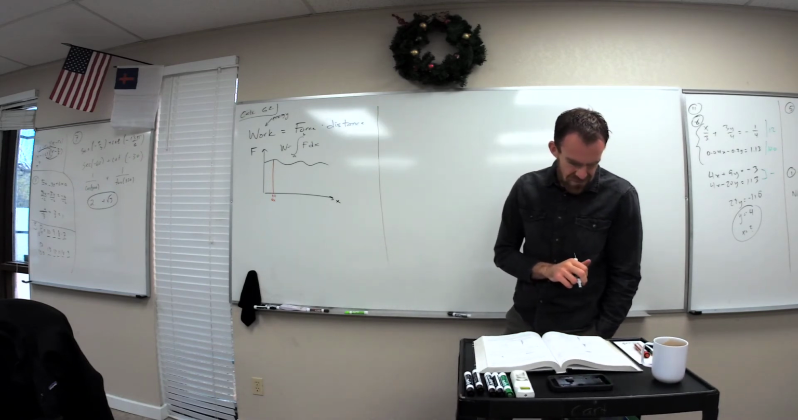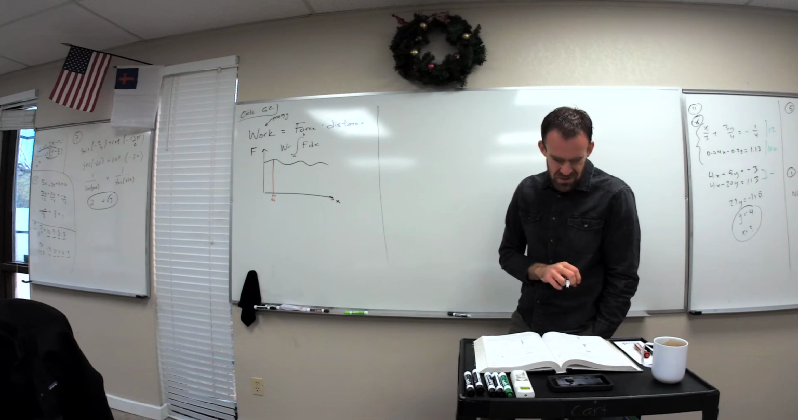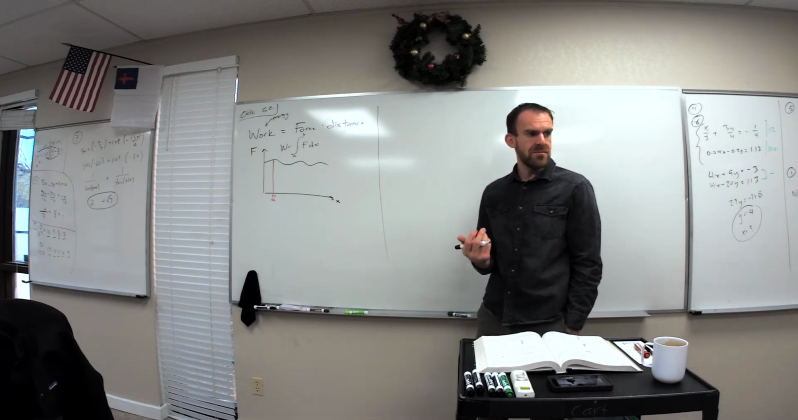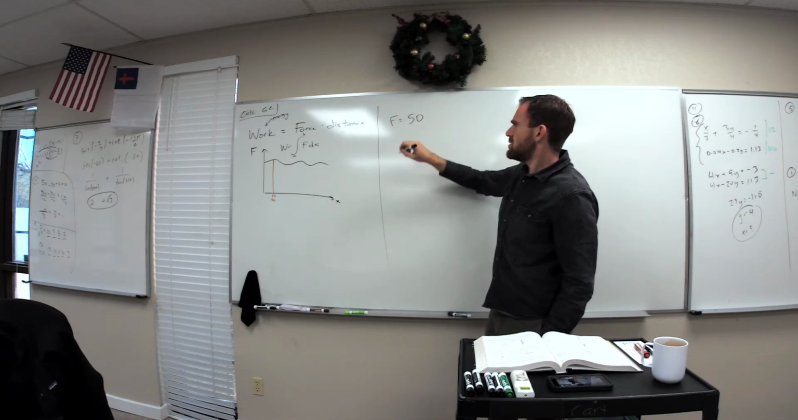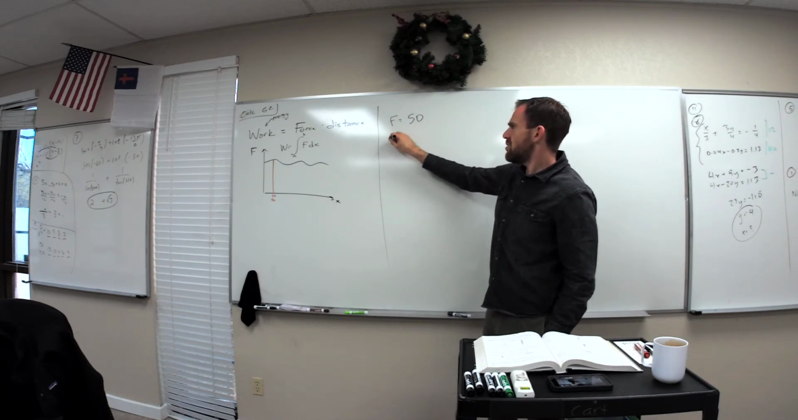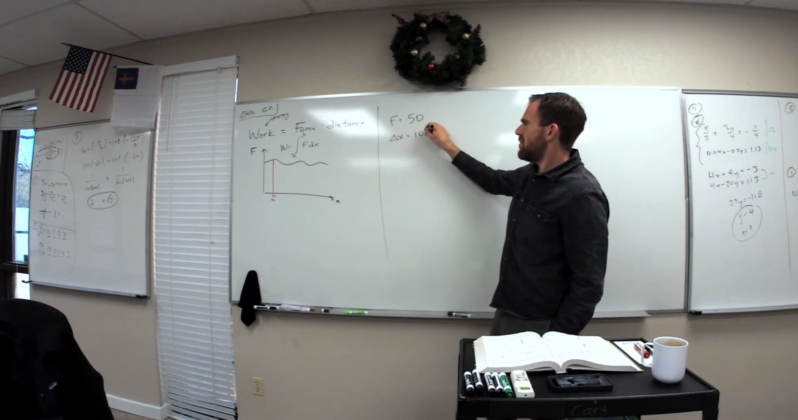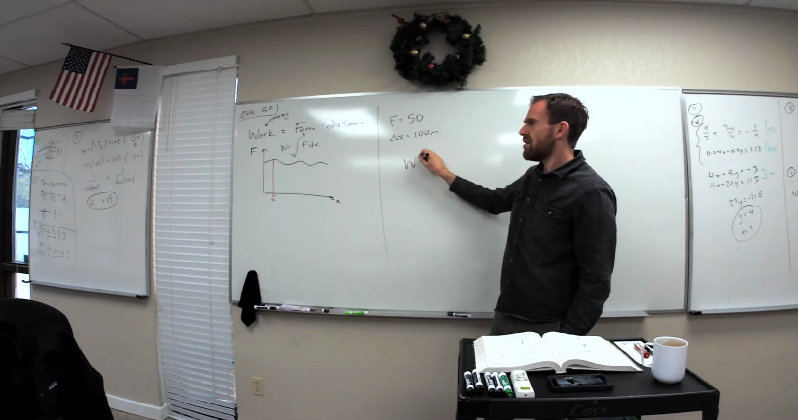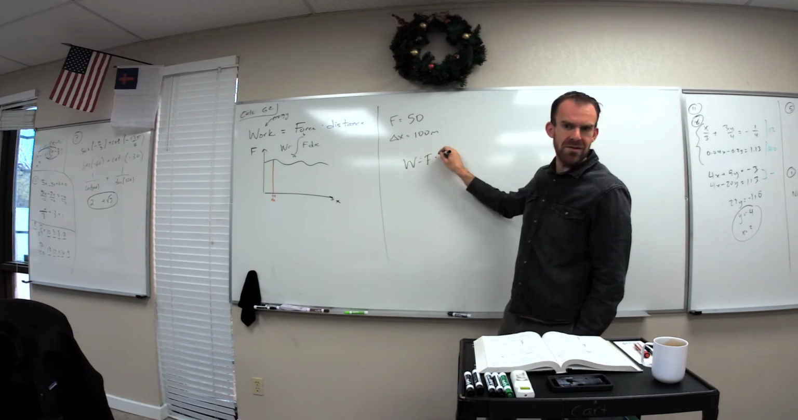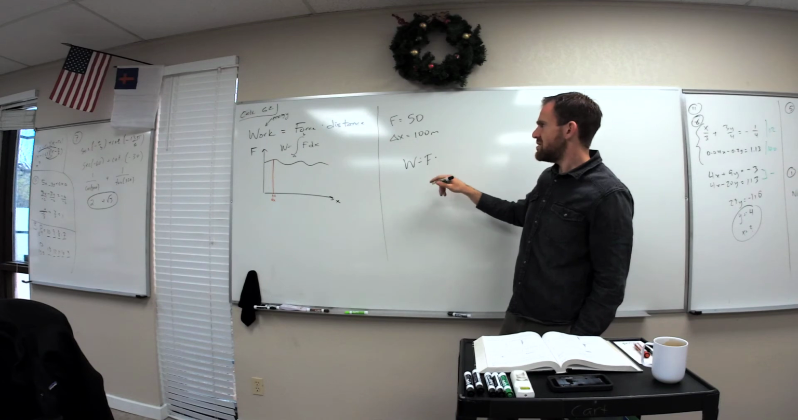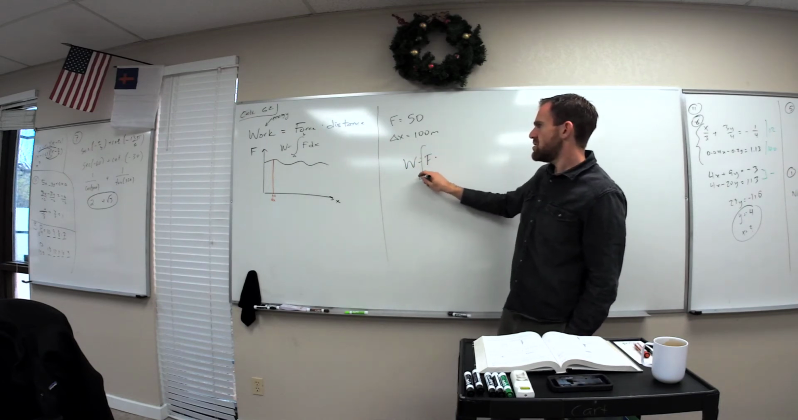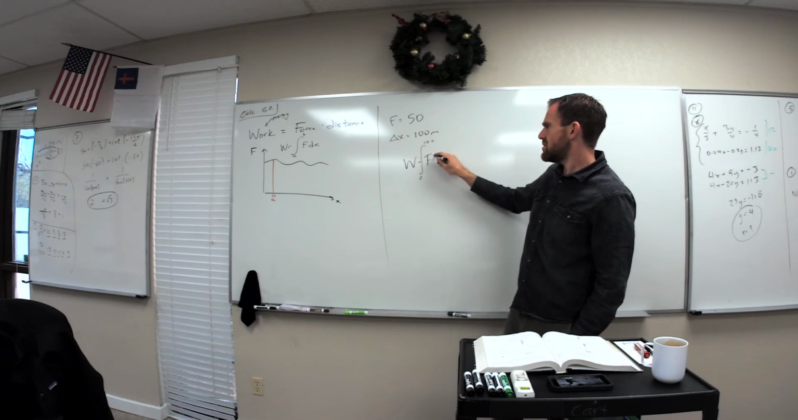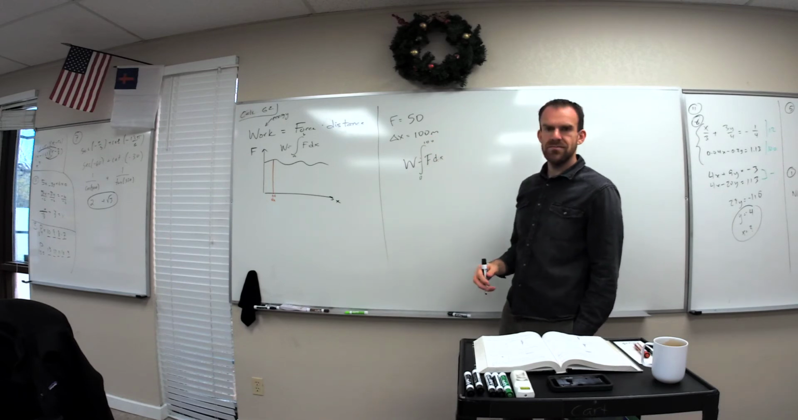A steady force of 50 newtons is applied to an object to move it 100 meters. Okay? So force, in this case, is 50. The distance, or change in x, is 100 meters. What's work? Force times distance. But we're going to use our integral form. So from 0 to 100 meters, dx.